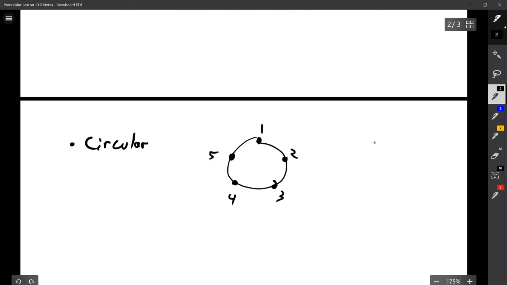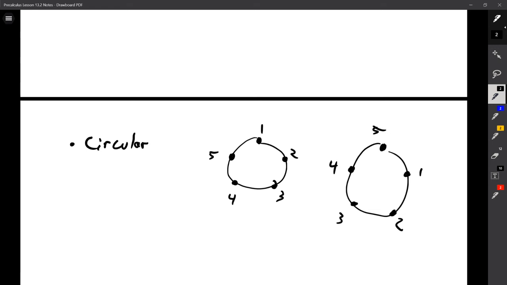Well, what if we took the same circle, also with 5 spots again? Sorry, that circle is terrible. And we started here. 1, 2, 3, 4, 5. And we ask ourselves, is this a different permutation or is it the same? And it really comes down to, is there a frame of reference that makes one of these different from the other?